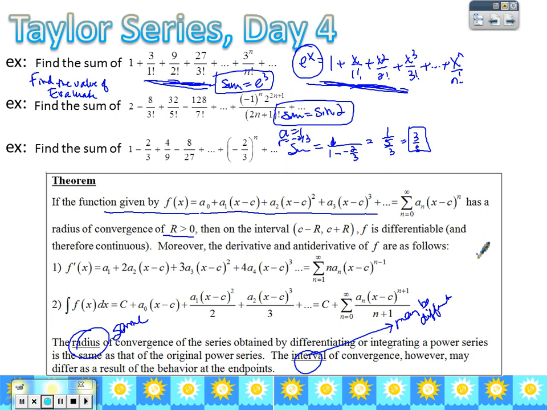So basically, this theorem tells us that we can use the same radius of convergence as the original series, so we don't have to find it again. We just have to check endpoints. That's what this theorem tells us. Okay? All right, let's take a look at the next page.